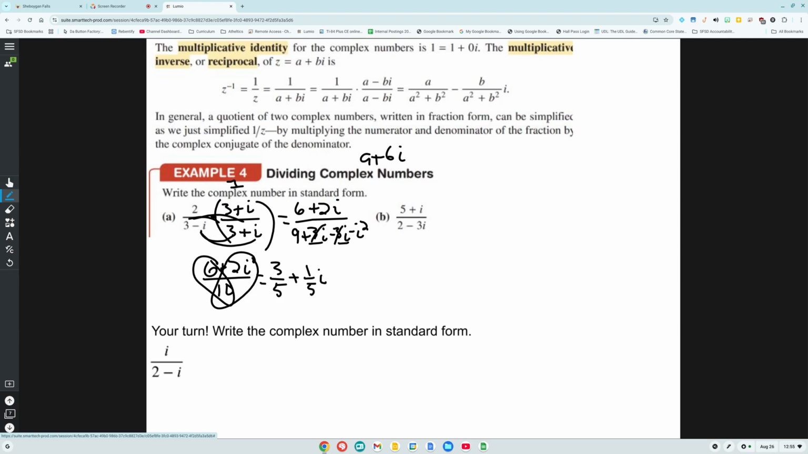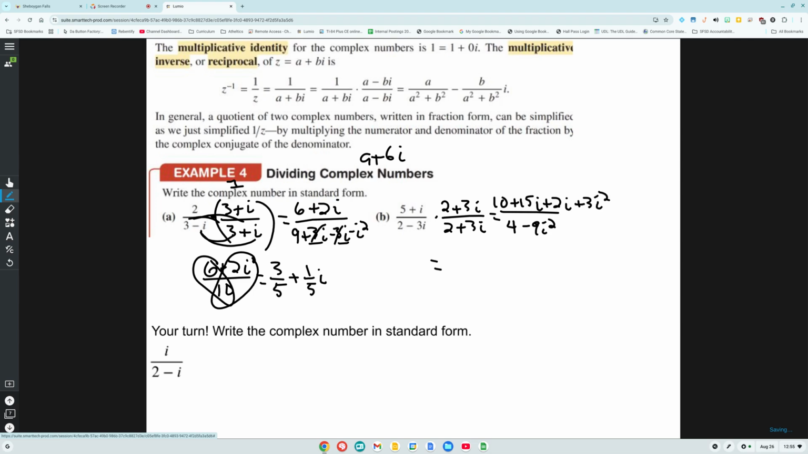But I do the same thing for the next one. I'm going to multiply by the complex conjugate. So I'm going to be multiplying by 2 plus 3i over 2 plus 3i. Hopefully you can see that pattern. I don't even need to worry about those two middle terms in the denominator. 2 times 2 is 4. Negative 3i times 3i is negative 9i squared. So there's my denominator. My numerator, 2 times 5 is 10. 5 times 3i is 15i. i times 2 is 2i. And i times 3i is 3i squared.